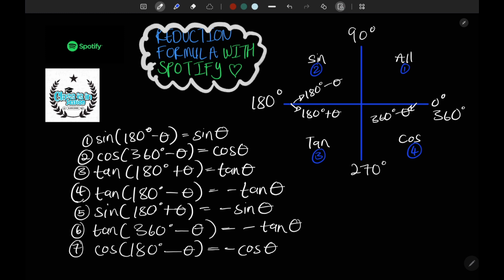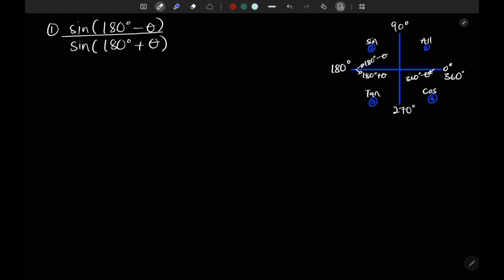Now let's do an example that you should expect in an exam. The first example is a fraction. In the numerator we have sine of 180 degrees minus theta, and in the denominator we have sine of 180 degrees plus theta. And as I said, you always need a case diagram. This is a rough sketch of a case diagram. Please make sure that you always have a rough sketch of this whenever you write your exams or when you deal with trigonometry in your classroom.